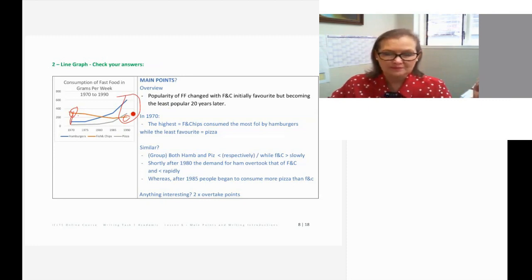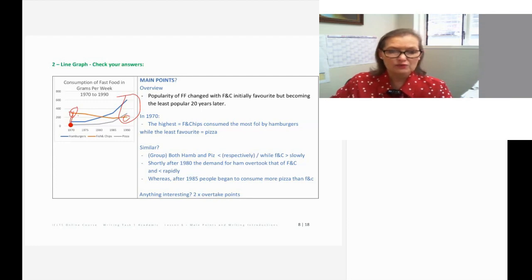So we're looking at the highest, fish and chips was consumed, and we're using the passive. The fish and chips was consumed the most, followed by hamburgers. So we're having a look at the beginning. Fish and chips was the most popular or consumed the most, followed by the hamburgers, and the least favorite was pizza in 1970.